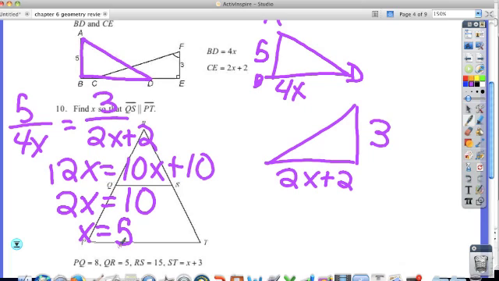And CE is 2x plus 2, so what's that value? If x is 5, what's 2x plus 2? 12. How did you get 12? I plugged in 5. You have to plug in the 5 for x. X is 5, so you need to find a value for 2x plus 2. Yes, you have to plug it in. You can't do that until you find x.